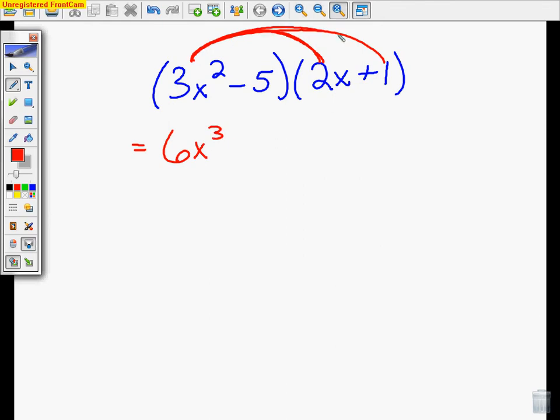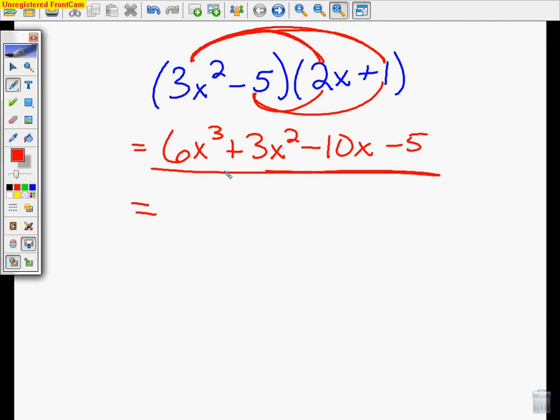And then 3x squared times 1, that's positive 3x squared. Then we do our inside terms, negative 5 times 2x, that's negative 10x. And then negative 5 times 1, which is negative 5. Combining like terms, well, actually, when we look at this, there are no like terms. So that actually is the final answer.